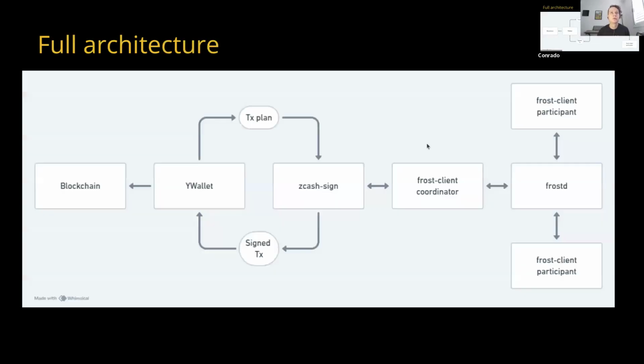So this is an overview of the full architecture. I think it's easier if you see it. The first step that we're going to show you: using Y-wallet, we use the Frost client, talking with FrostD and other Frost client participants, to generate a wallet that we will import to Y-wallet. Then we're going to generate a transaction plan that Zcash sign will read. And then, by using Frost client, which talks to FrostD, we will generate a signature that we will input in this tool, and it will generate a signed transaction that we finally broadcast with Y-wallet and it will hit the blockchain.